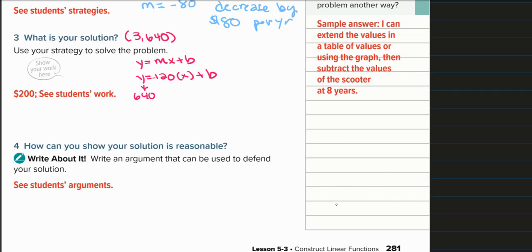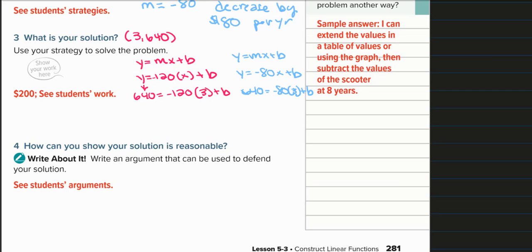So we have 640 equals negative 120 times 3 plus b. And we're going to do the same thing. Let's do both of them at the same time. So we have y equals mx plus b. We start with y equals negative 80 times x plus b. So we're going to have our 640 equals negative 80 times 3 plus b, because we need to figure out the equation in order to figure out how much it's going to cost after 8 years. So let's simplify both equations.